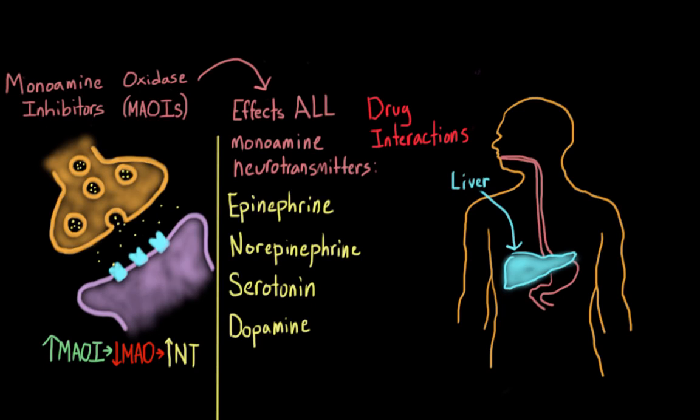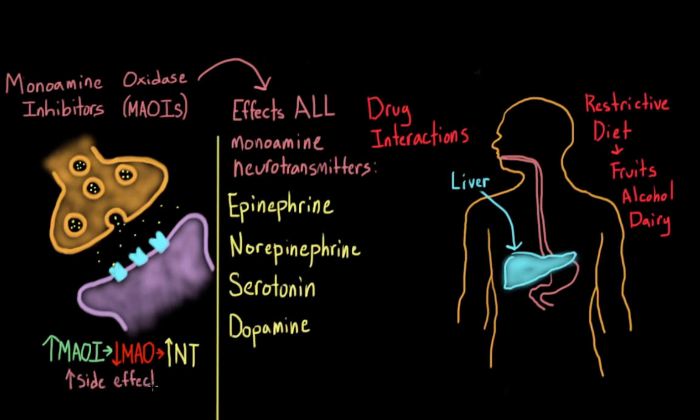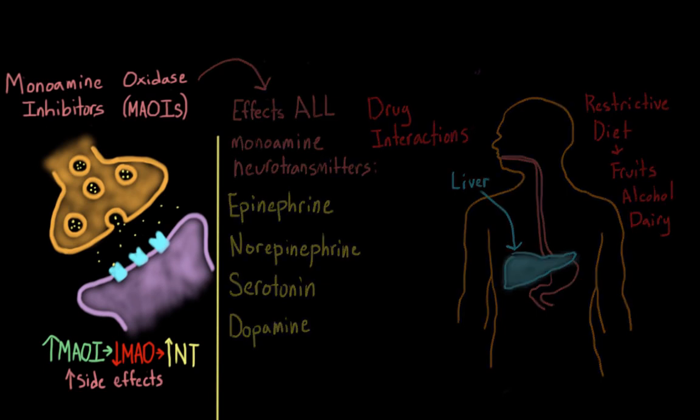But MAOIs don't just prevent the breakdown of certain medications. They prevent the breakdown of certain foods as well. I don't want to get too much into this, but I would definitely recommend that you Google the list of foods that people on MAOIs can't eat, because it is pretty long. It includes all fruits, alcohols, dairy, some meats. The list is very long, and actually the diet can be so restrictive that people sometimes stop taking the medication. And because of these side effects, MAOIs are no longer a popular choice for treating depression, although they are still used when an individual has not benefited from other treatments.